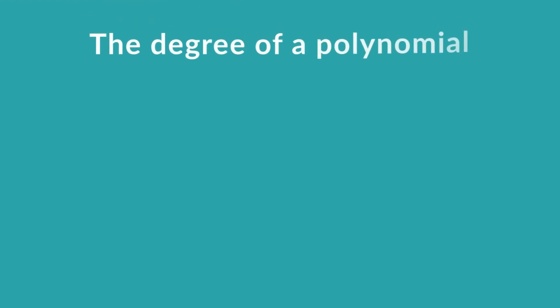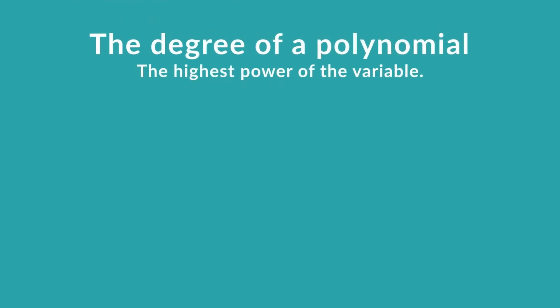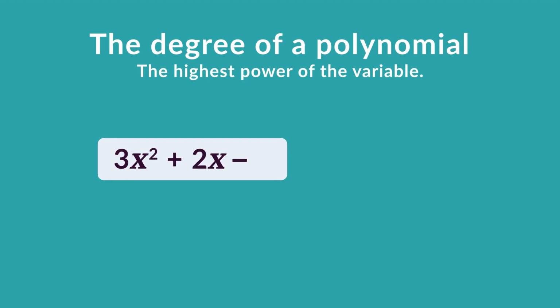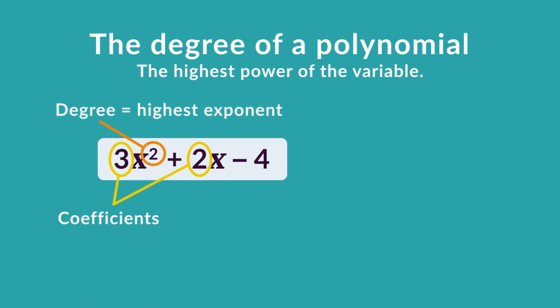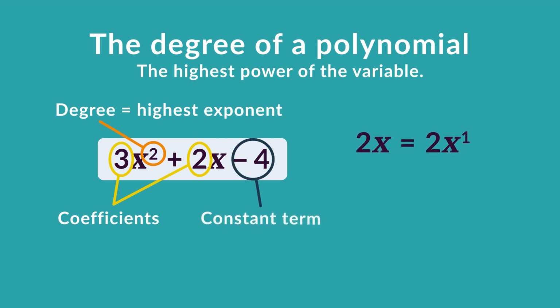We call the highest power of the variable the degree of the polynomial. For example, in this polynomial, the term with the highest power of x is 3x squared. The exponent of x in this term is 2. Therefore, the degree of this polynomial is 2. Remember that x is actually x to the power of 1 and that the constant term can be seen as multiplied by x to the power of 0.